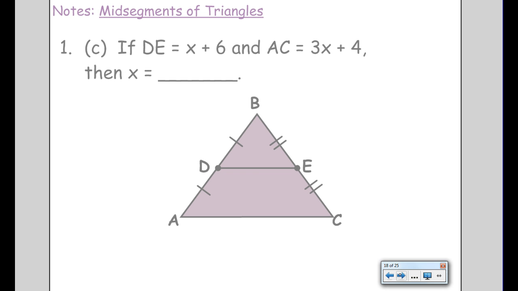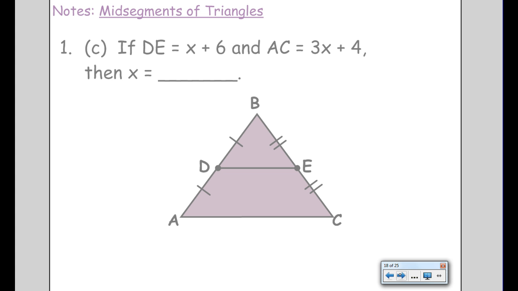Okay, number 1C. This one's a little bit harder because it involves the letter X. But I know you can handle it. Let's let everyone think about it for a second. You need to at least write an equation down. You need to at least write something down. You can't just sit there.